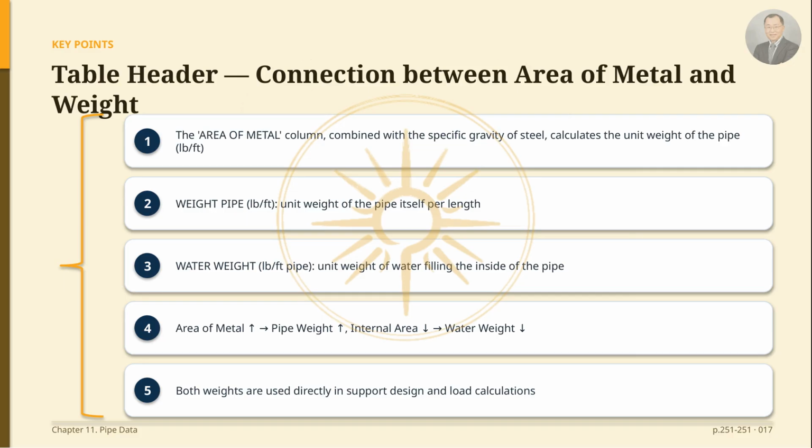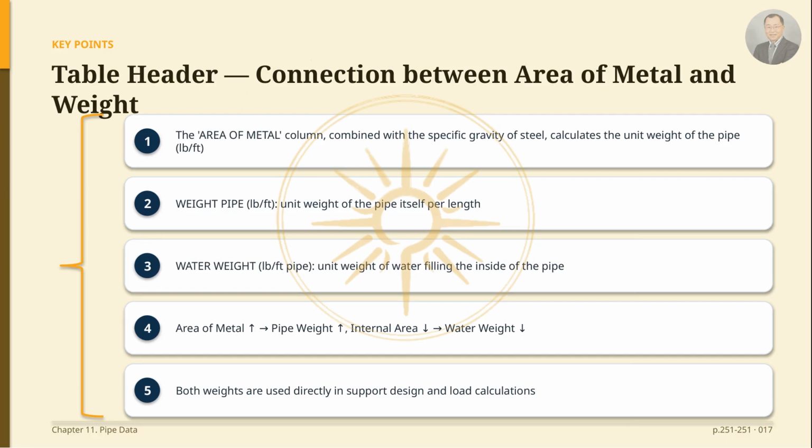The area of metal, combined with the specific gravity of steel, serves as the basis for calculating the pipe's own weight per unit length, which is listed as pounds per foot in the table. There are two types of weights in the table: the weight pipe, which is the weight of the pipe itself, and the water weight, which is the weight of the water filling the pipe.